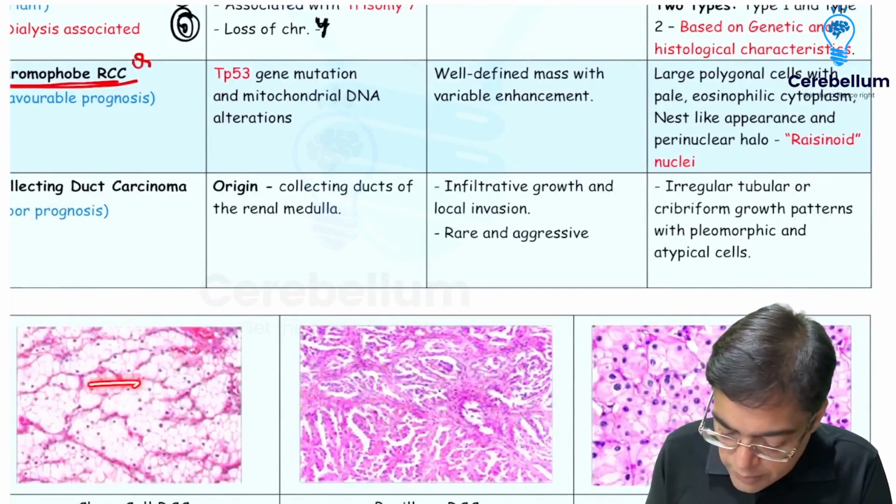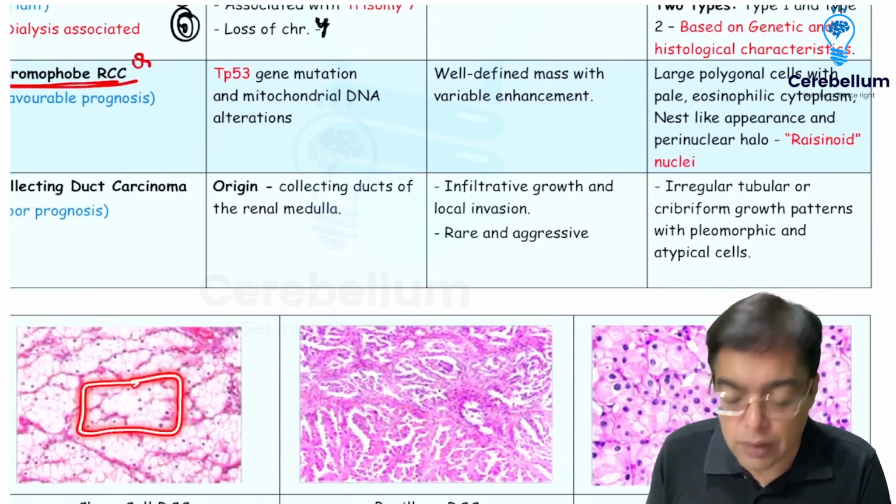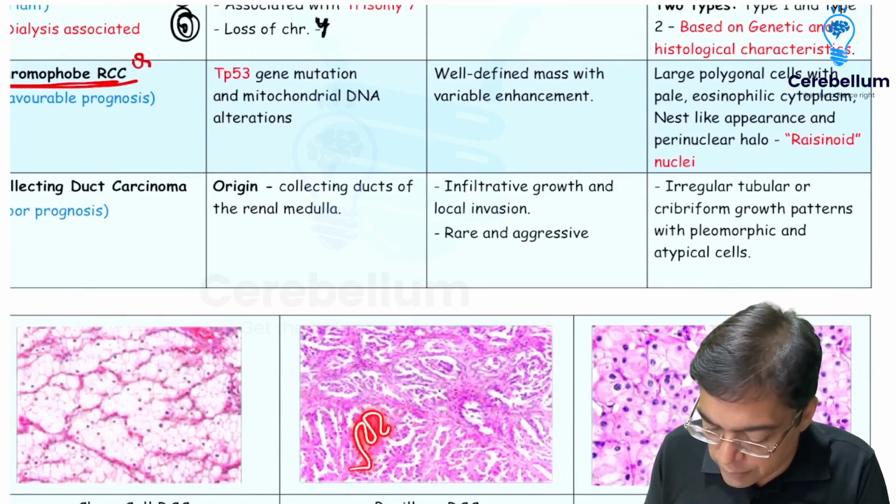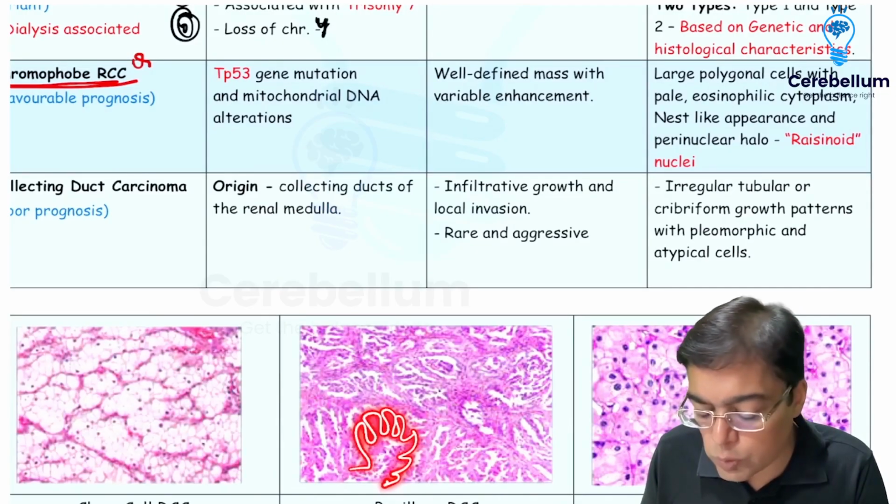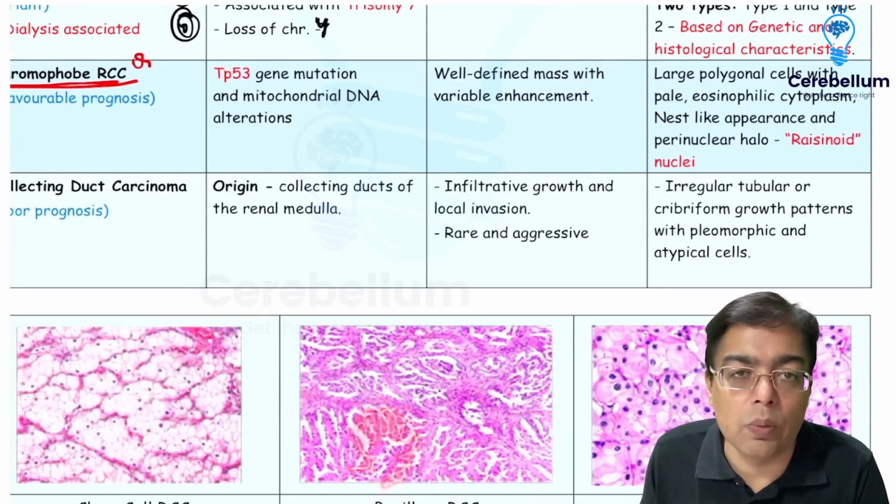So clear cell carcinoma has an empty looking area, that's a clear area. Papillary cancers are going to have a papillary growth like this, so that is a finding. And chromophobe cancer, which has a good prognosis, is going to have a perinuclear halo.